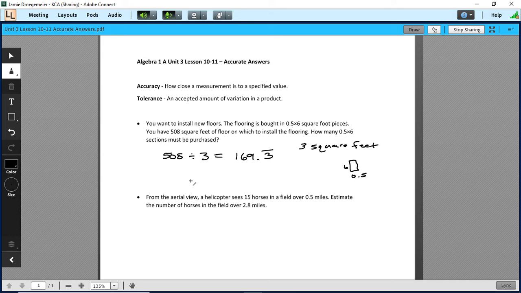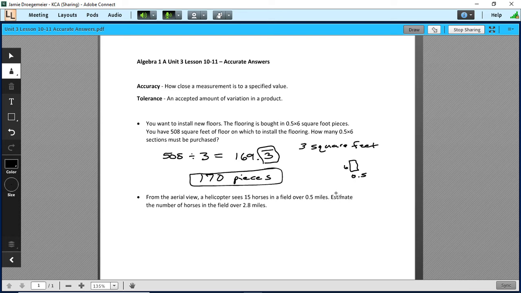Thinking about that, well, if I had 169 pieces, I'm going to have this little piece of my floor that's still uncovered. So I would need to purchase 170 sections or pieces to be able to cover all of that flooring. So 170 would be our correct answer here.